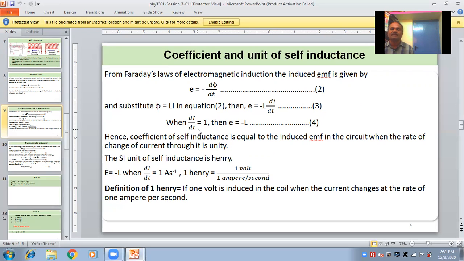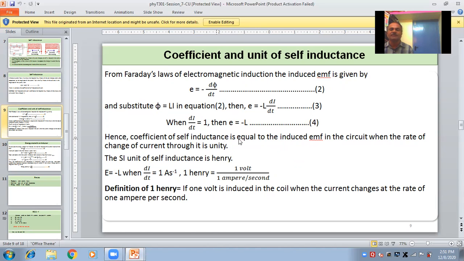When di by dt is 1, then E becomes equal to L. Hence the coefficient of self-inductance is equal to the induced EMF in the circuit when the rate of change of current through it is unity.